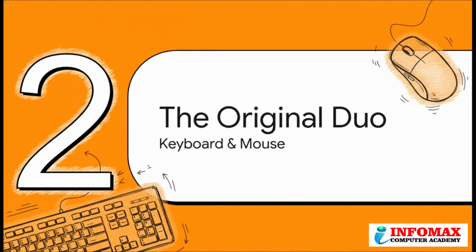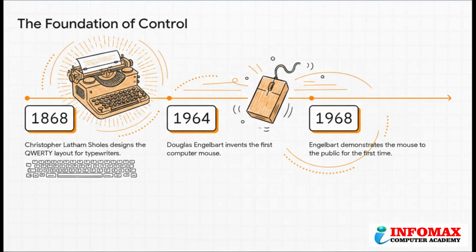Okay, so let's start at the beginning. Our journey kicks off with the original power couple, the keyboard and the mouse. For decades, these two were the absolute, undisputed kings of personal computing, and honestly, their influence is still massive today. And this is wild. The QWERTY keyboard layout we all use was designed way back in 1868, and not for computers, but to solve a mechanical problem with old typewriters. It literally just kept the keys from getting jammed.